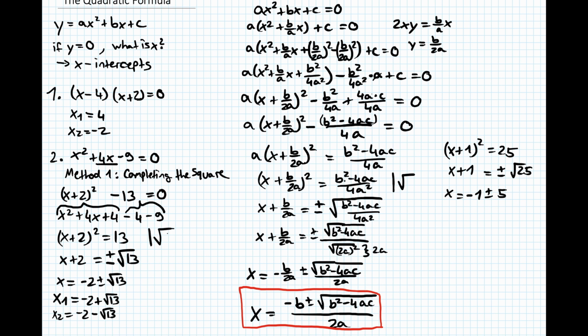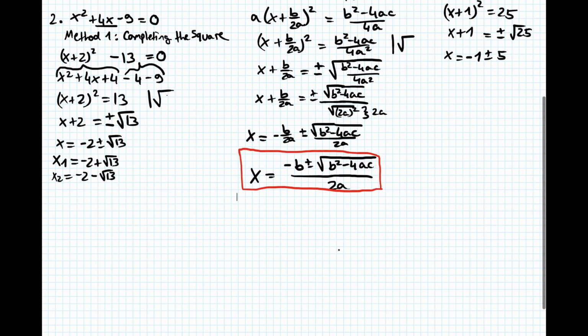So if we use now this formula as our method 2 for that question, x squared plus 4x minus 9 equals 0, we should get the same result. So our method 2 is the quadratic formula.